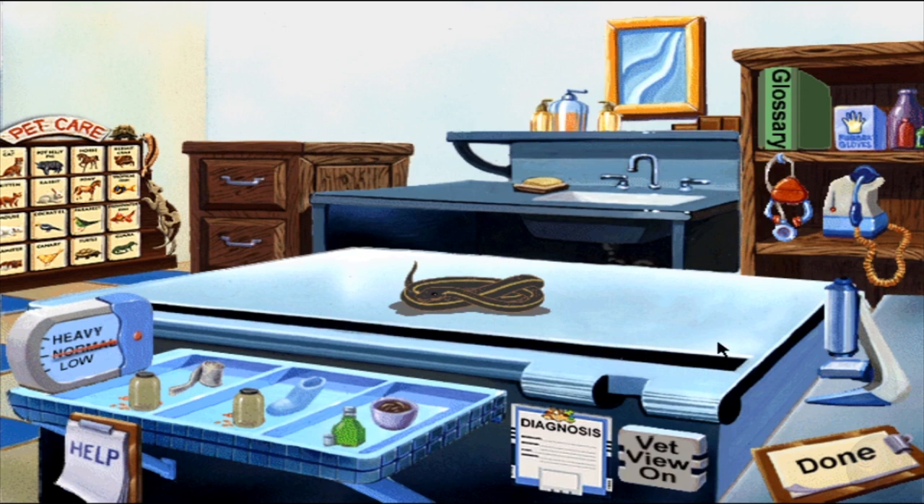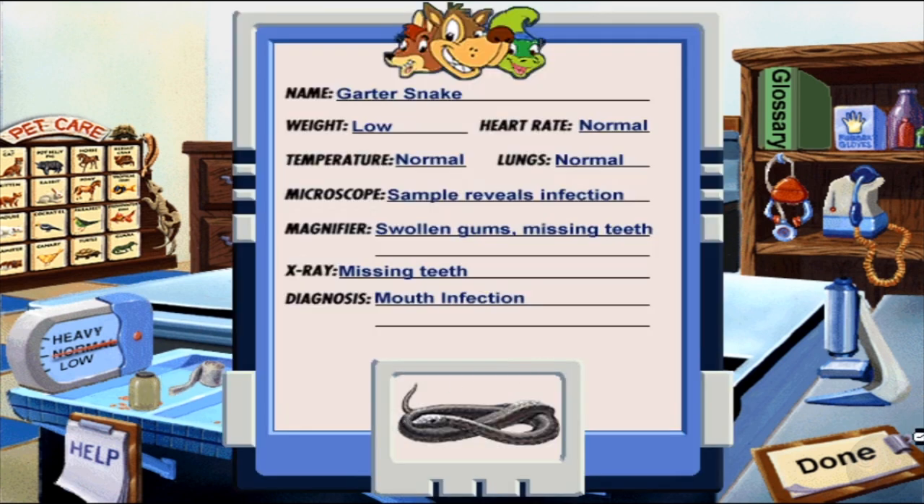Now that we know what the problem is, I will set up 3 trays full of different treatments. You need to pick the tray that contains the proper treatment for the animal. Mouth disinfectant, antibiotics, good food. Wing bandage, pain pills. Good job!